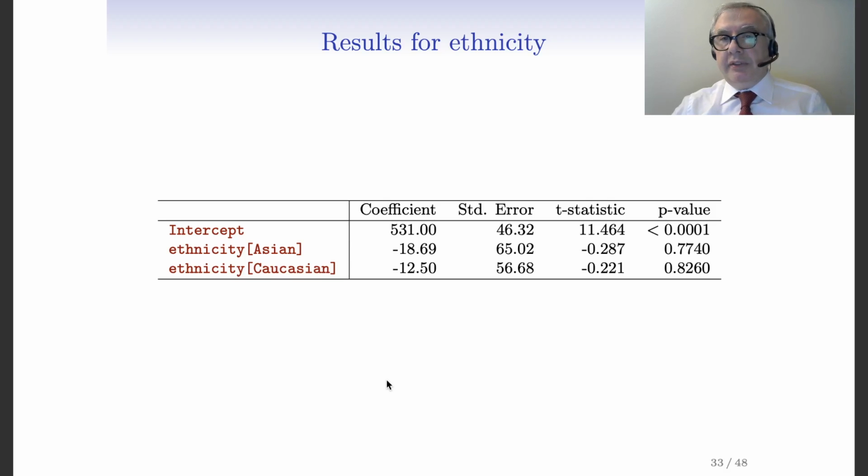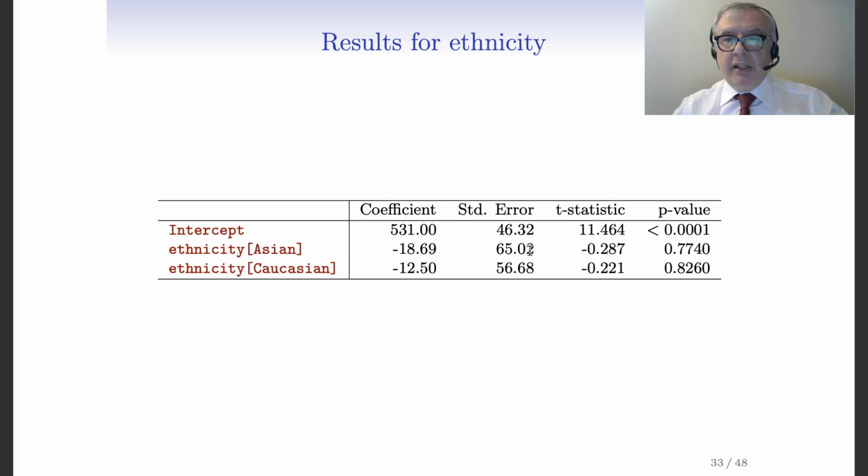Let's look at the results for the ethnicity model. We now have 3 parameters, the intercept and 2 dummy variables. The intercept, this is the value. The standard error, as you can see, is less than 1/10 of the absolute value. The t-statistic is very large, the p-value is very small, so that's good. And let's look at ethnicity.